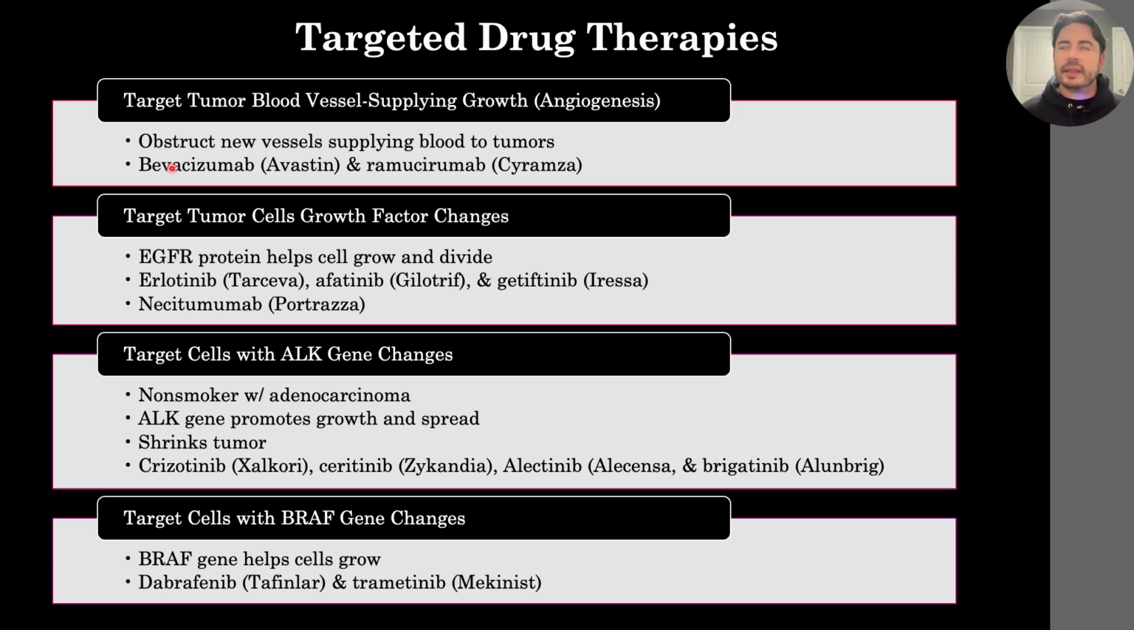It's almost like we figured out a way to do some warfare against these tumors, because they have a blood supply that feeds them. When they get that blood supply, they're able to proliferate and multiply. But if we can choke out their blood supply using these different targeted drug therapies, then we can shrink those tumors and we decrease the likelihood that they will grow and spread.